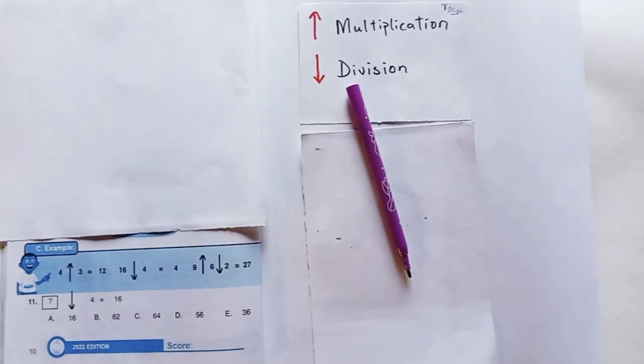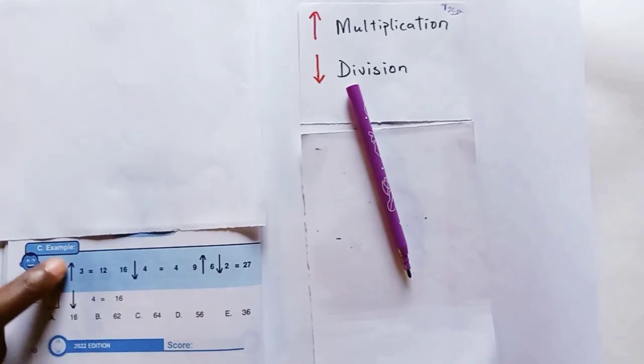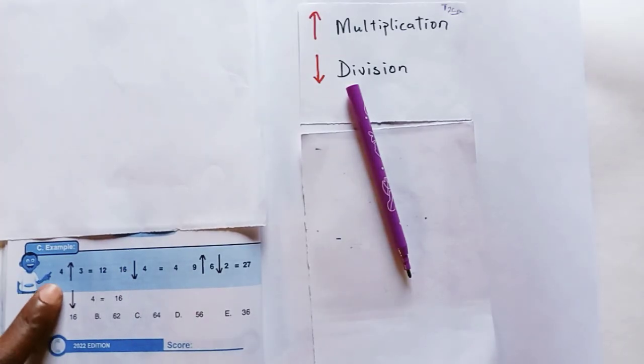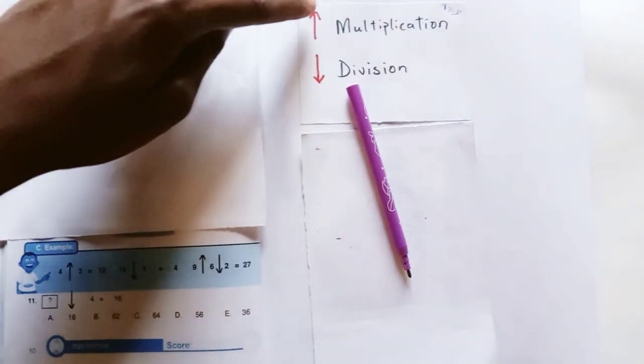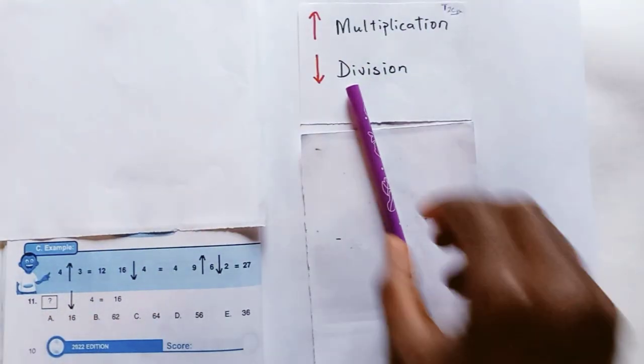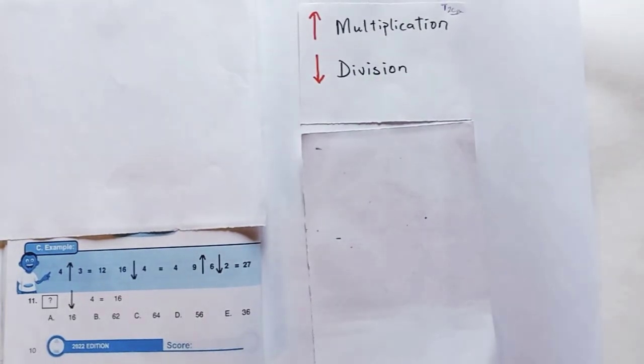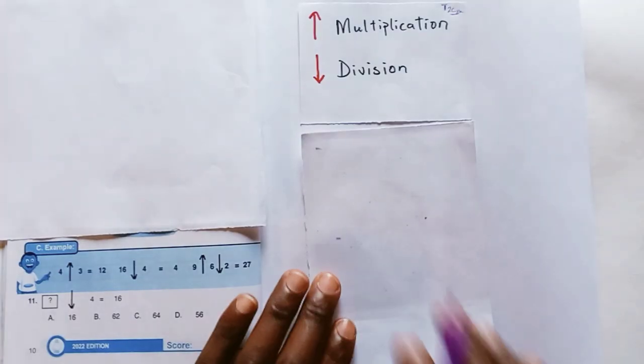All right, so we've got an example here. Now we've got two types of arrows. We've got one pointing up and another one pointing down. The one pointing up means you should multiply, while the one pointing down means you should divide. So that's basically the pattern. Anytime you see an arrow pointing upward, it means you should multiply. Every time you see it pointing down, it means you should divide. So let's look at the example.